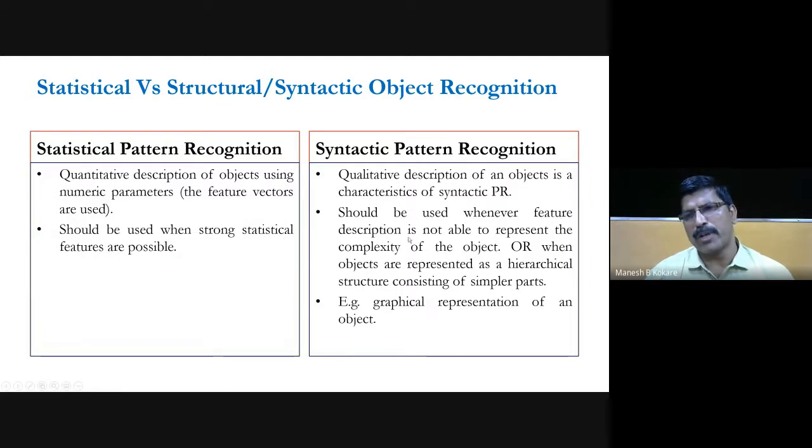It should be used whenever feature description is not able to represent the complexity of the object, or when the objects are represented as a hierarchical structure consisting of simpler parts. This simpler part is nothing but your primitives or symbols, which will be used for representing the structure of that object. I hope that you have understood the meaning of primitive or symbol. So here basically it is a numerical feature, whereas here it is a symbol or primitive, right? This example is like a graphical representation of the object and so on.